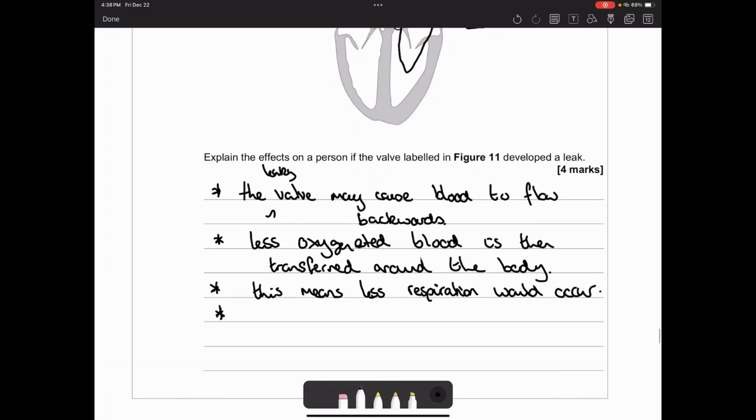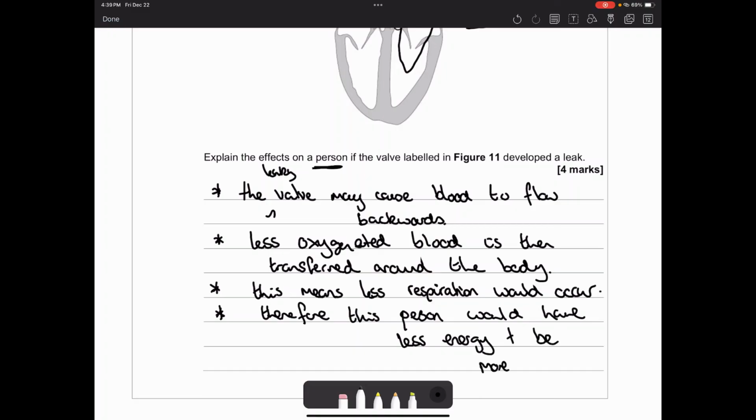and therefore if you have less respiration, you have less energy. Therefore, because we've got to bring it back to the person, this person would have less energy and be more tired. Okay, now that would be enough to get you 4 marks there.